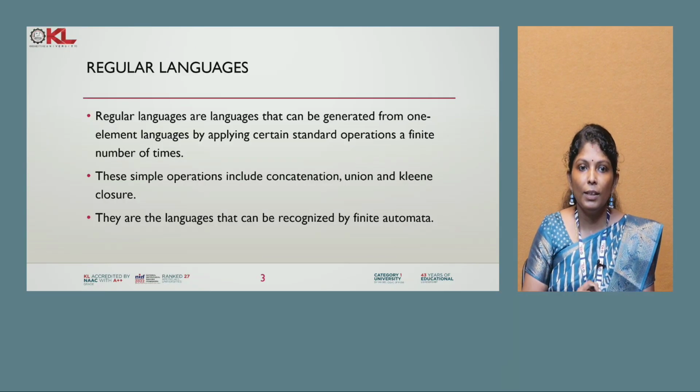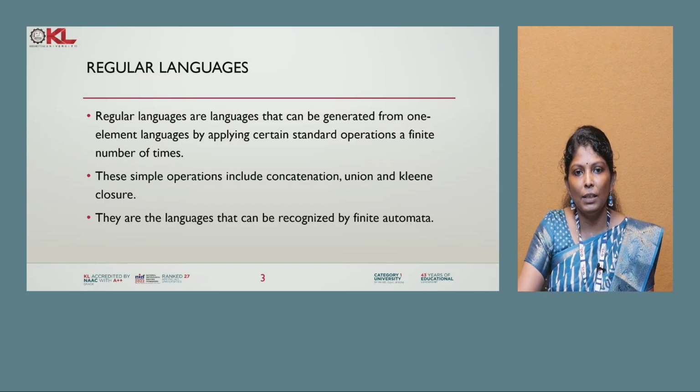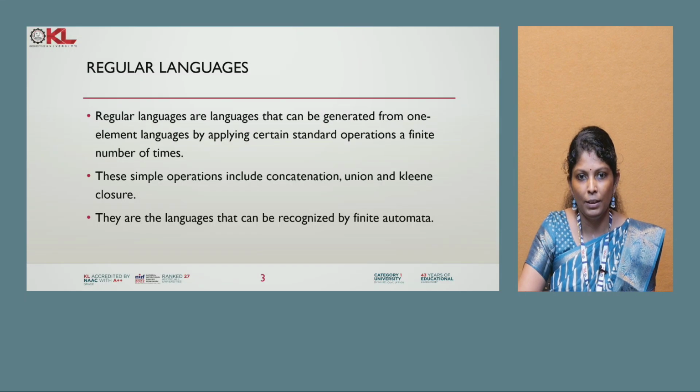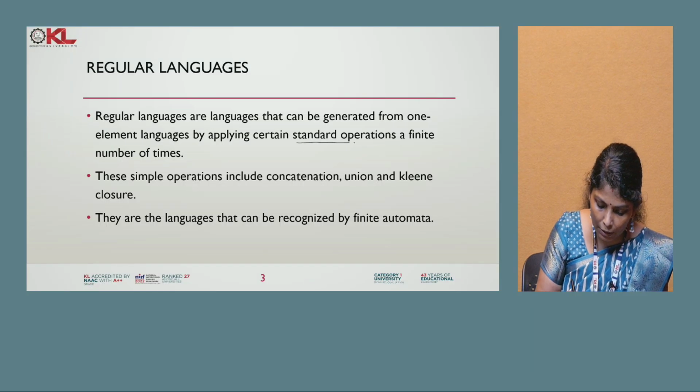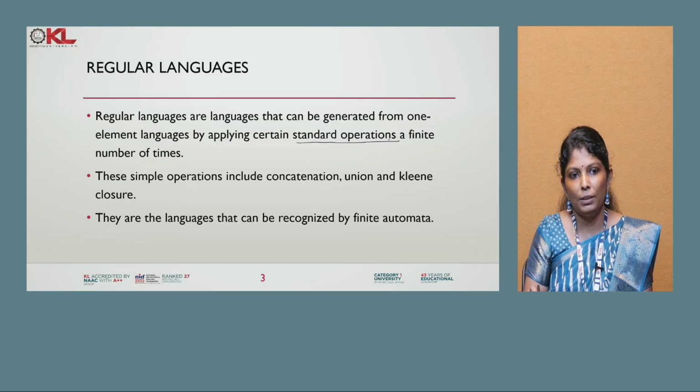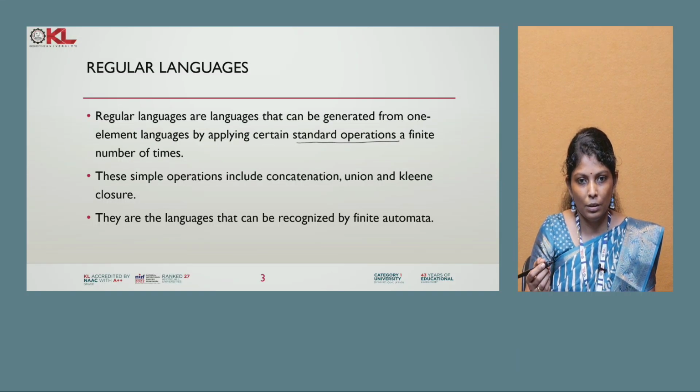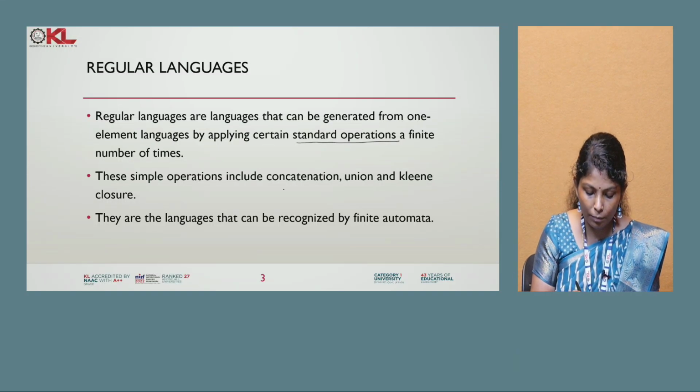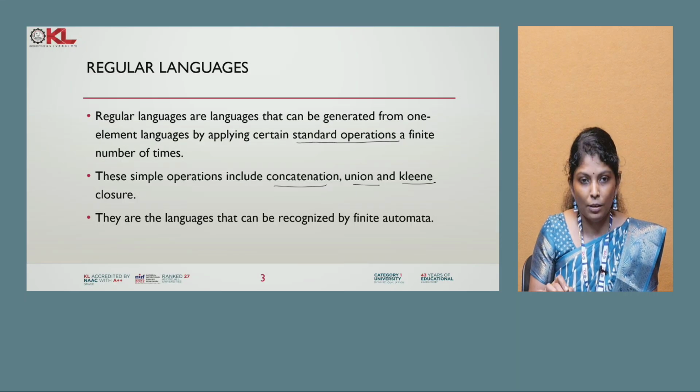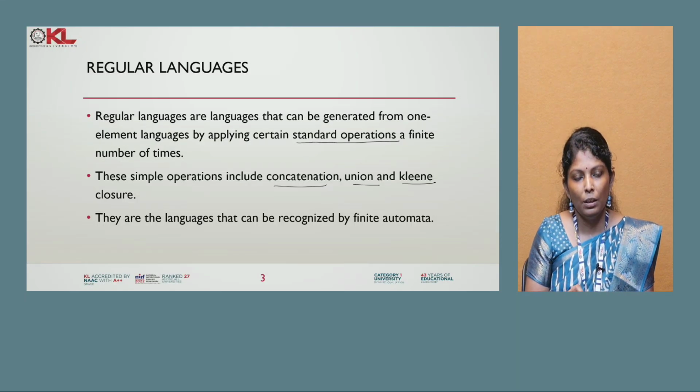Coming to regular languages. Regular languages are languages that can be generated from one element languages by applying certain standard operations a finite number of times. These standard operations include concatenation, union, Kleene closure, etc. They are the languages that can be recognized by finite automata.